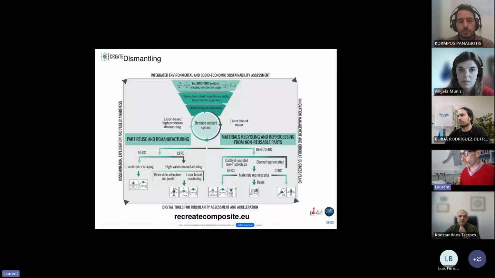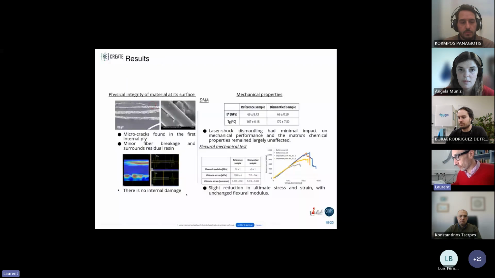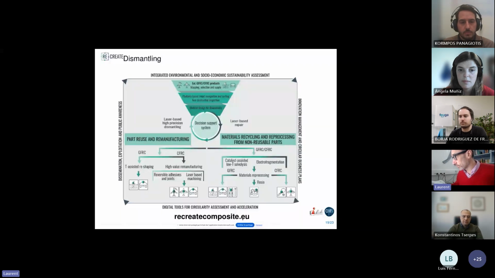So we reach, in fact, with this project, a kind of loop between the end-of-life materials and the new parts to be built from these dismantled materials. And we can go on the website recreatecomposite.eu to see some results and this framework of the ReOpen project.